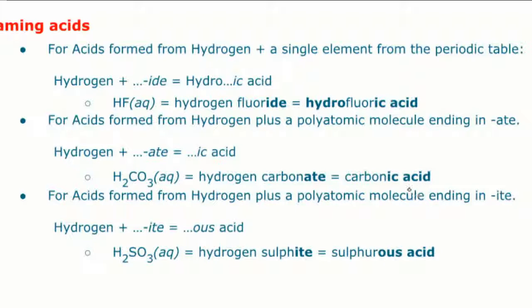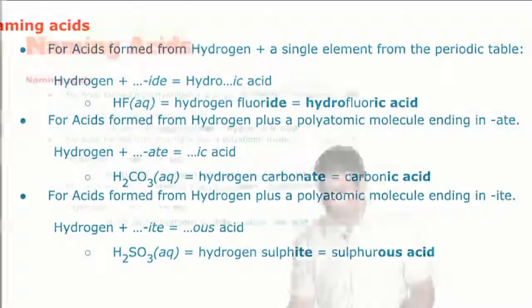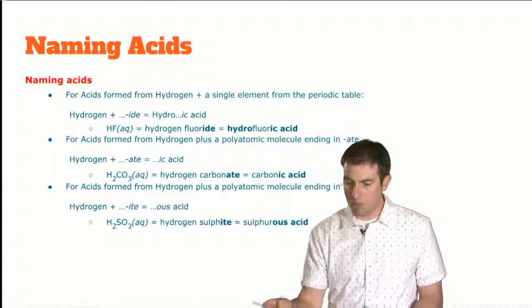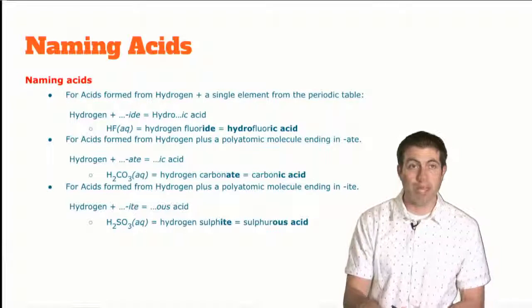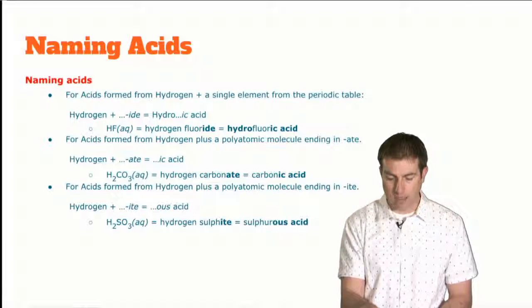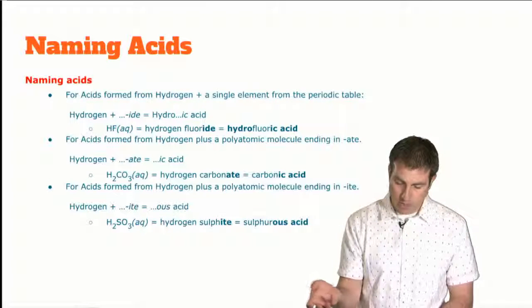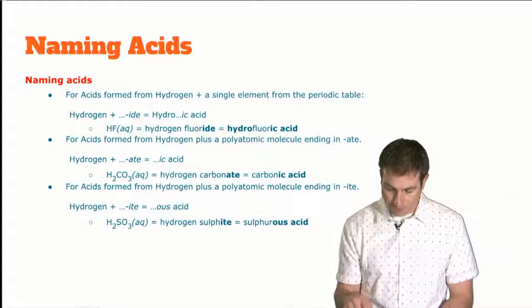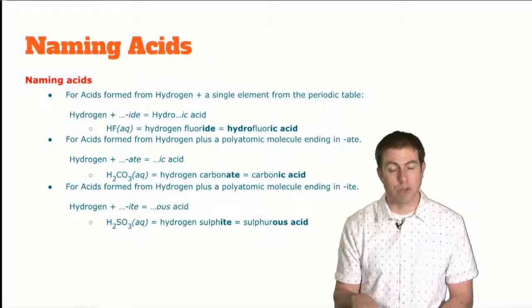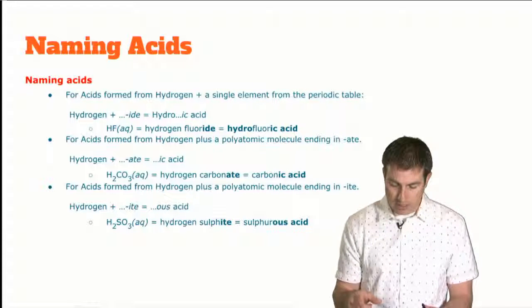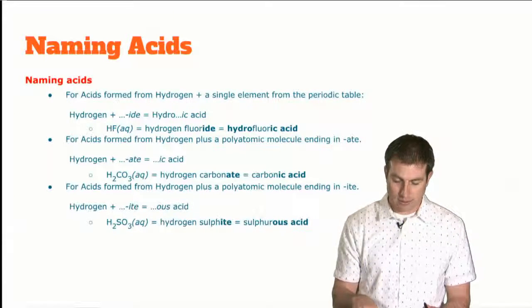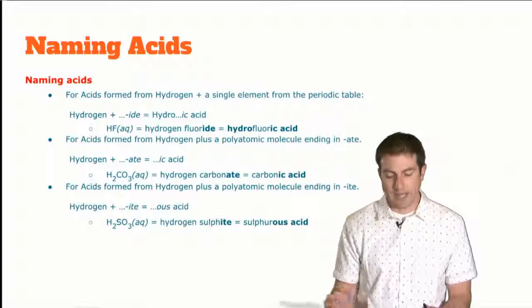And all of the -ates on your common ion sheet change to -ics. So you could have, let's see if I can find a couple -ates. Chromate would be chromic acid. And if you had chlorate, it'd be chloric acid. Perchlorate will be perchloric acid. Permanganate would be permanganic acid. I don't know if that actually is an acid, but there you go.